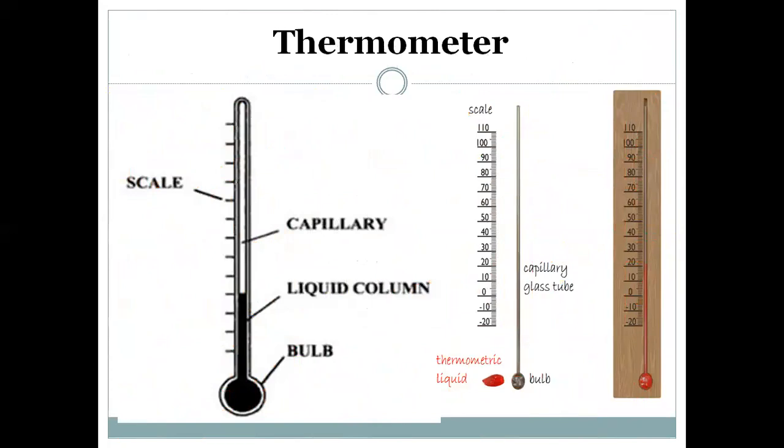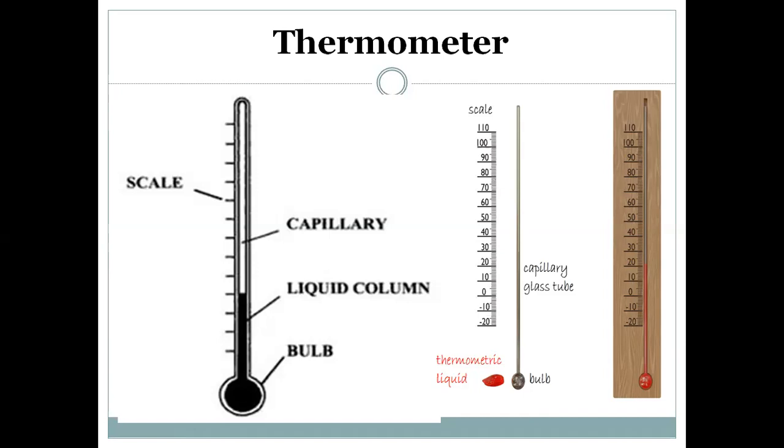Thermometers are usually used in the lab to measure temperatures, using liquids such as mercury or alcohol, colored alcohol, filled inside the bulb, which expand when the temperature increases and contract when the temperature decreases.